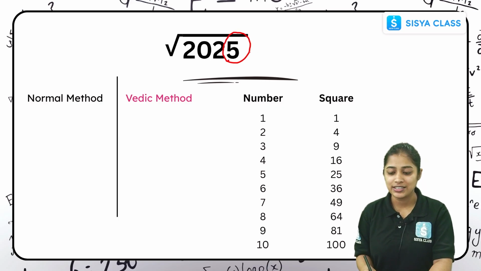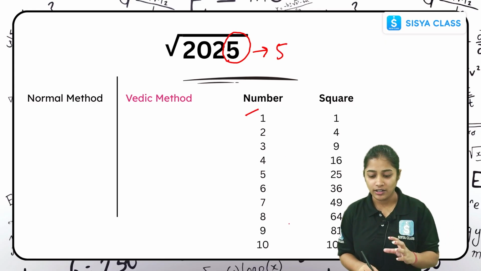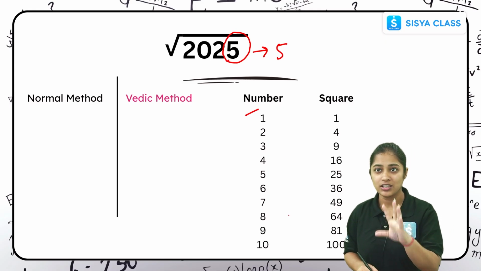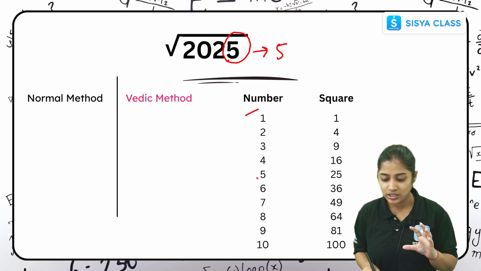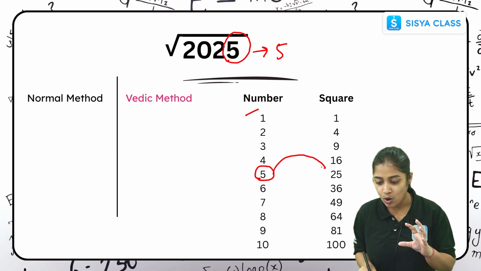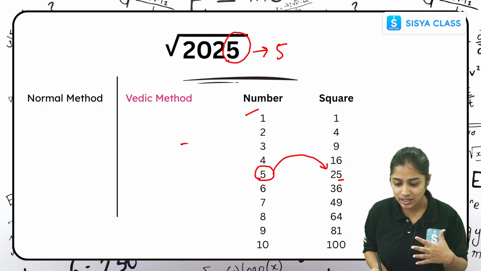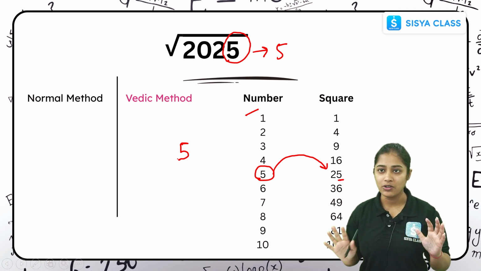So my unit digit is 5 here, right? Now check, from 1 to 10, which number's square has a unit digit that is also 5. Here, 5 is the number whose square's unit digit is also 5, right? So in my square root, the ones digit is 5 here, okay? So 5 is my ones digit.